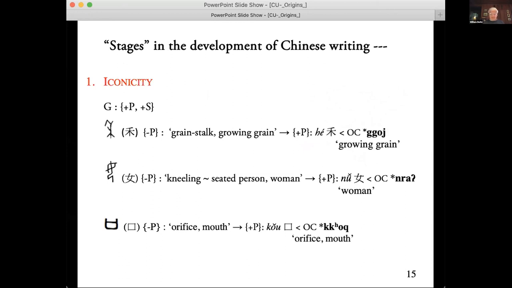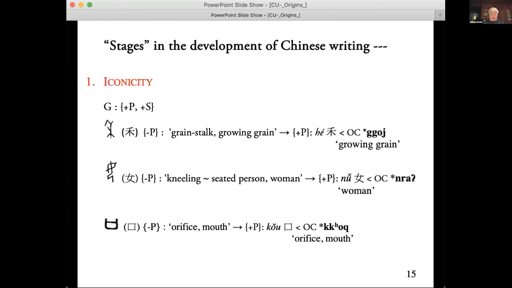On the slide here, I've given a few examples of this from the early Chinese case. The first graph that you see there shows how the word, modern Chinese pronounced he, for growing grain is written with a graph that was presumably in origin an image of a stalk of growing grain. We can call this an iconic usage, but notice one important thing. If we did not know that this graph stood for the word he, meaning growing grain, we probably would not see it as an iconic representation of a stalk of growing grain. And yet, knowing the word that it writes, we can, with a little bit of, maybe we should call it charitable imagination, see it as, in origin, iconic. And that is exactly what we would expect.